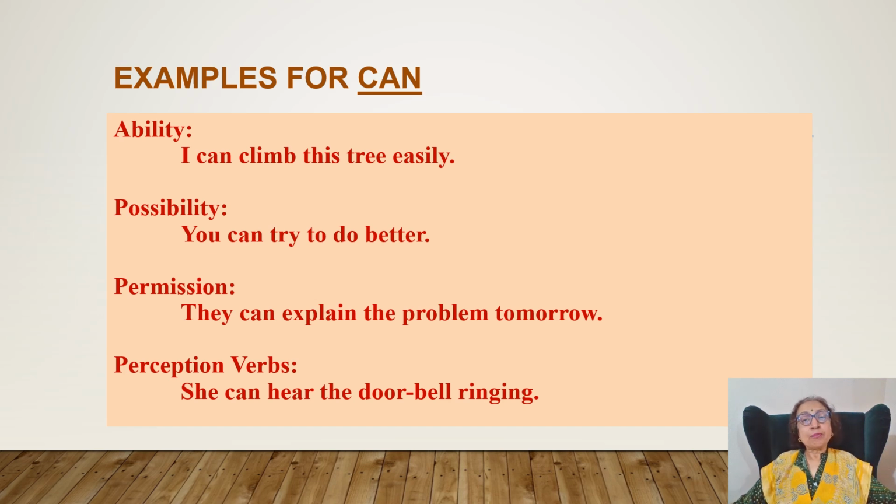Then you have perception verbs, as I told you. See, hear, touch, smell, taste, all these can use can. She can hear the doorbell ringing. Now here you are using the verb hear. The main verb is hear, and here is used with can. Each verb you see, the form is the form of the present tense or the root form without to. So these verbs are always used.